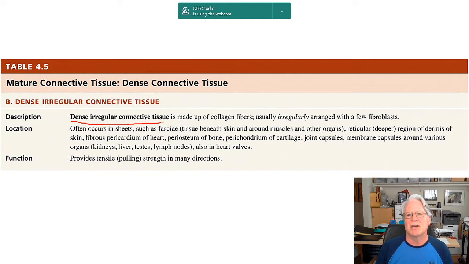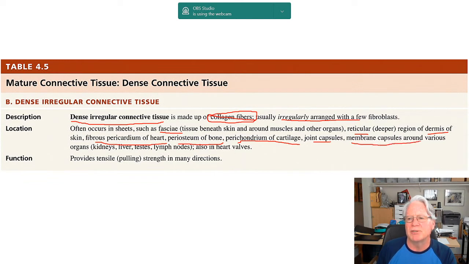Okay, so dense irregular connective tissue. So usually irregularly arranged with a few fibers. Again, we're talking about collagen fibers. It often occurs in sheets such as fascia. Fascia is tissue beneath the skin and around muscles and other organs. So it is part of what we call fascia. And the reticular region of the dermis, and fibrous pericardium of the heart, periosteum of the bone, perichondrium of cartilage, joint capsules, membrane capsules around various organs such as the kidneys, the liver, testes, lymph nodes, and also it's the heart valves.